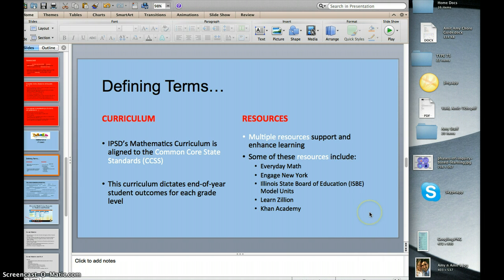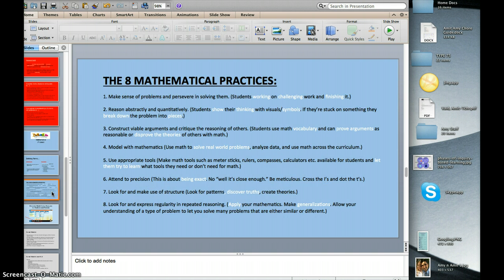Many teachers use many different resources. There is no textbook. Depending on your student's teacher, you get a slightly different feel or taste of the math class, but really it all comes down to all of us following what those Common Core state standards are for math class. I'm going to go to the next slide here.